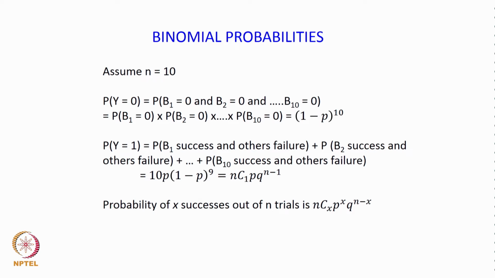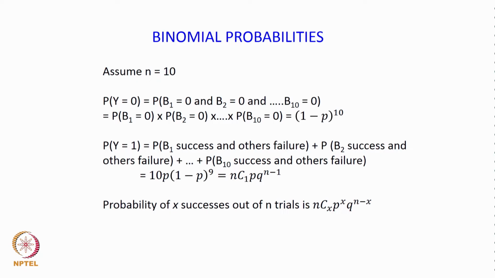Y equal to 1 success. So, 1 success out of 10 is the first one being successful and the others failing, the second one being successful and the others failing, and so on. So, it is 10 times p into 1 minus p to the power 9, and in general we can now show that the probability of x successes out of n trials is nCx, p to the power x, q to the power n minus x. There are n trials out of which x are successful.